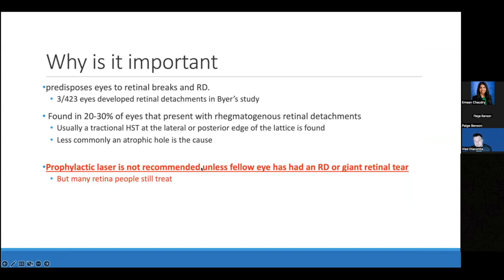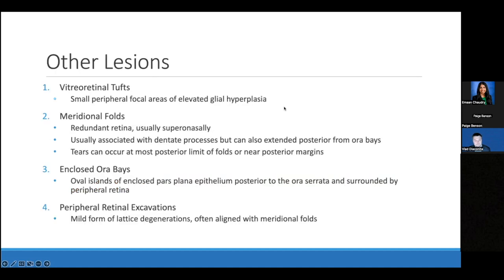So it's not recommended unless the fellow eye has an RD or giant tear or something. But a lot of people still treat it, and it's a discussion that you have with the patient. Some patients are just risk averse. They say, well, I just want to treat it. I want to live my life and not worry about it. Fine, that's fine. And we can do that, but it's not necessarily the right thing to do all the time. There's other lesions, I won't go into them. These are kind of esoteric stuff, and they all can lead, but less likely, to detachments.